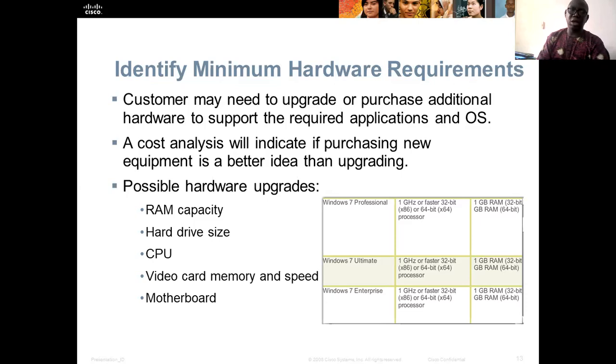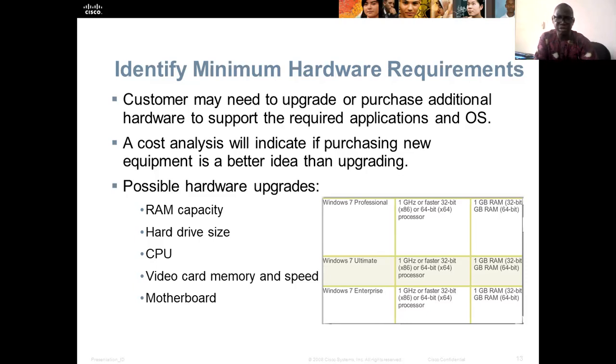operating system. May need to do cost analysis, which will indicate if purchasing new equipment is a better idea than upgrading. Okay, these are things we put into consideration when we are recommending an upgrade or getting a new system. If the cost implication of upgrading is higher than getting a new system, we recommend getting a new system, a new laptop, a new desktop, whatever, or even a server.